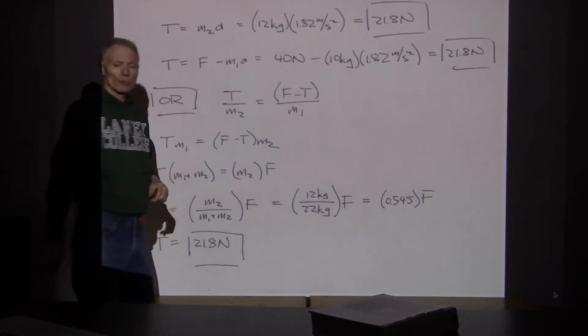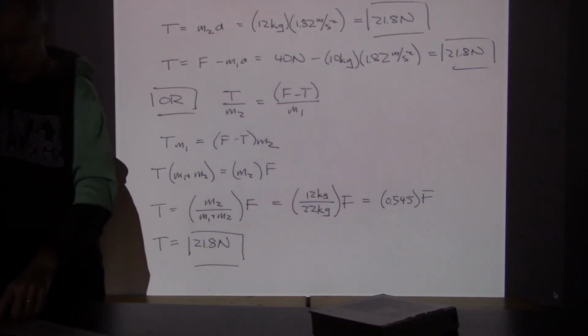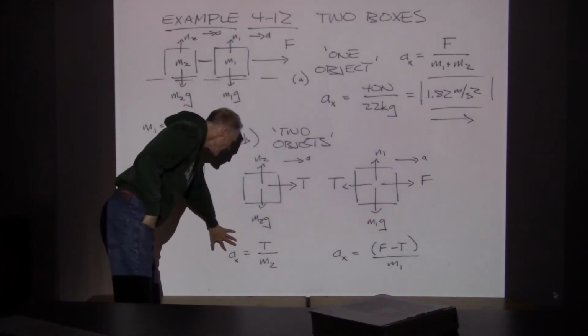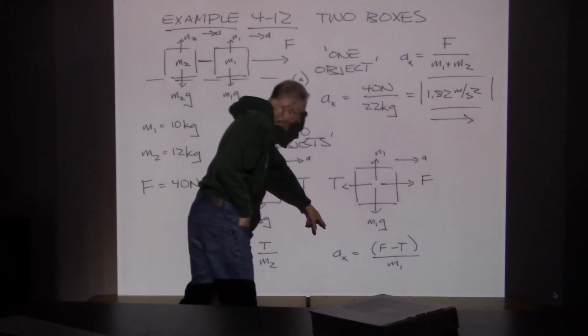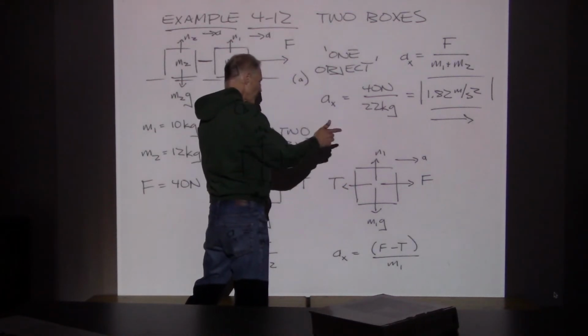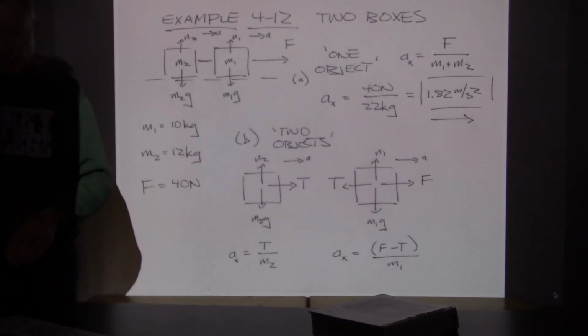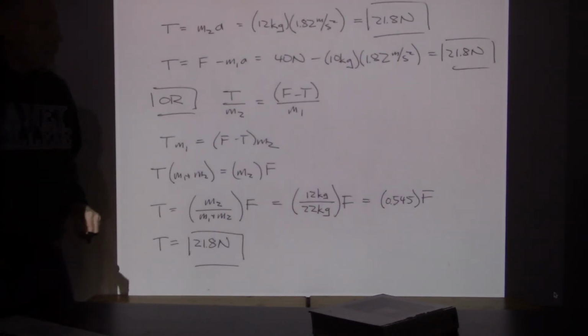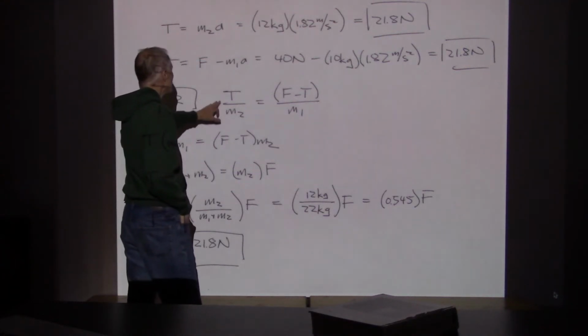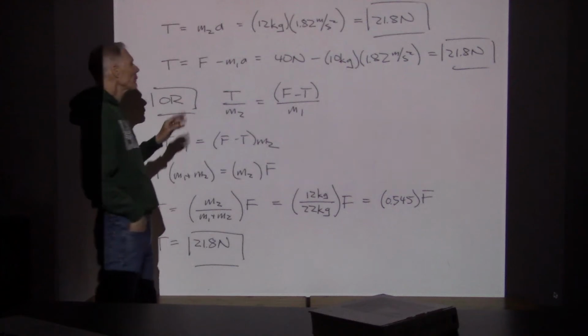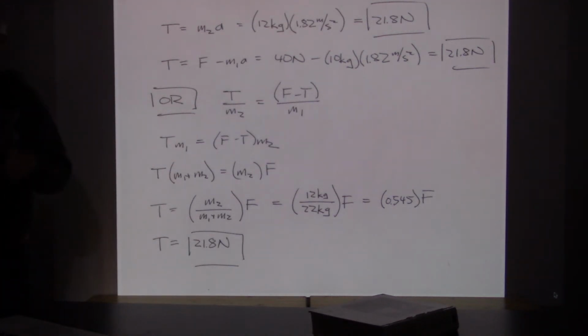The two accelerations are the same, and that means that down here, ax is equal to T over m2, ax is also equal. I've got two separate equations for ax. I can set those equal to each other, and that would give me T over m2 is equal to F minus T over m1. Now, why would I want to do that? There's a couple of reasons here.